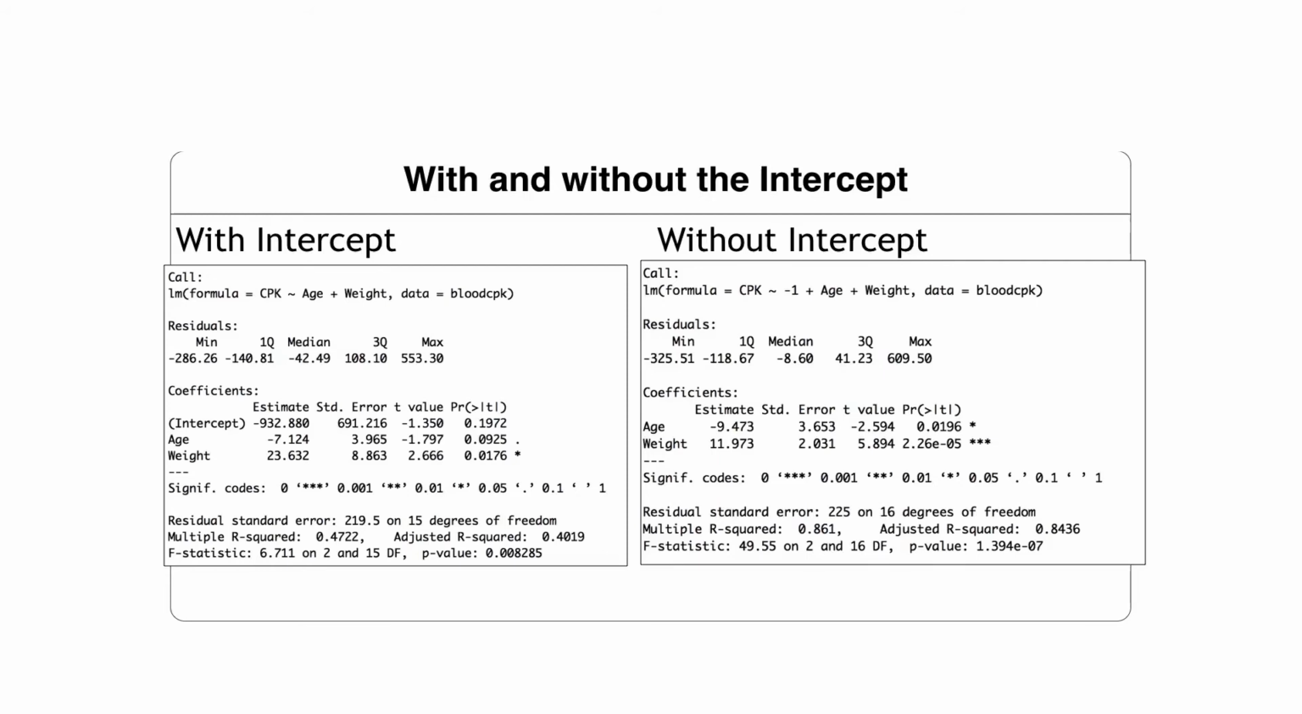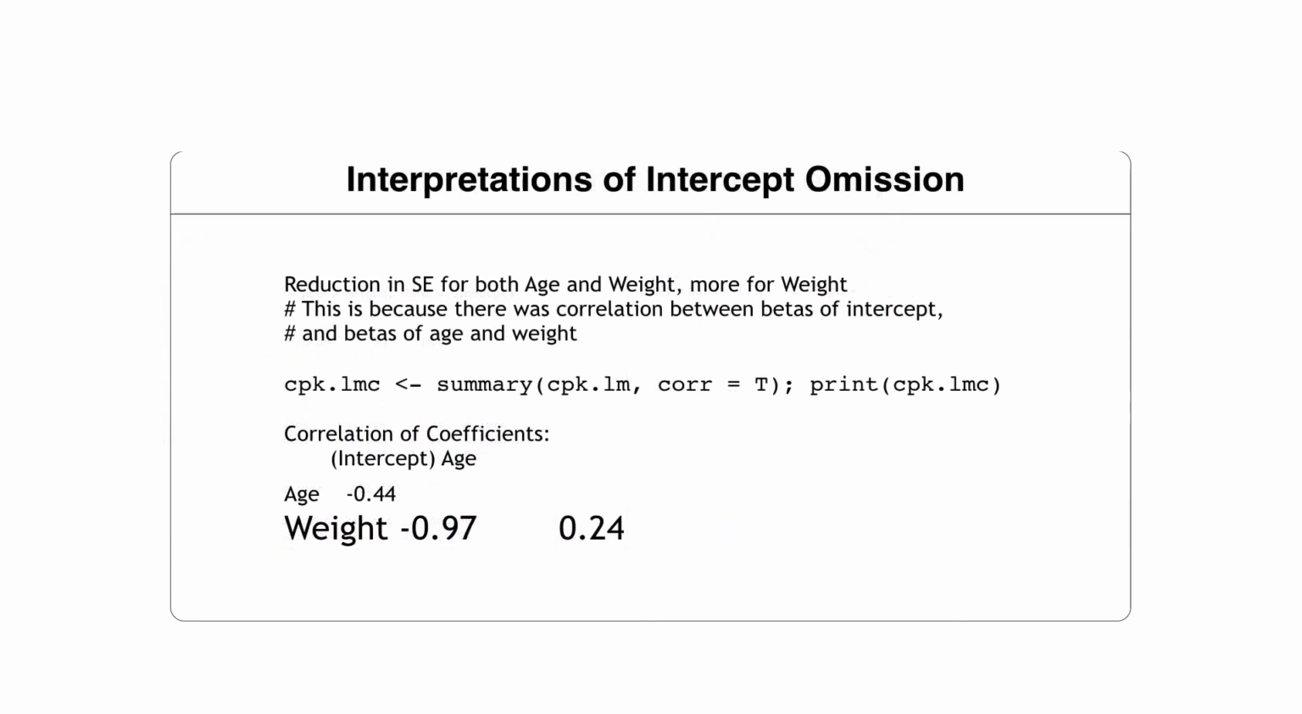So then you might ask, and also take a look at the standard errors. You can see that in case of age, the standard error, or the variability, has come down a little bit, like from 3.96 to something like 3.65. But note the standard error for weight. It has come down from 8.86 to something like 2.03. That's a huge drop, almost like a 75% drop in the standard error. You would like to question as to what does this mean?